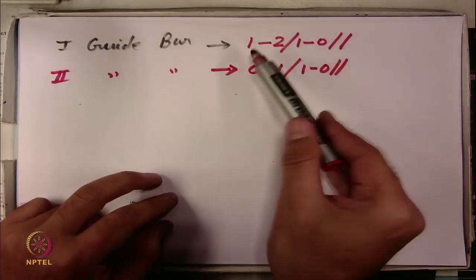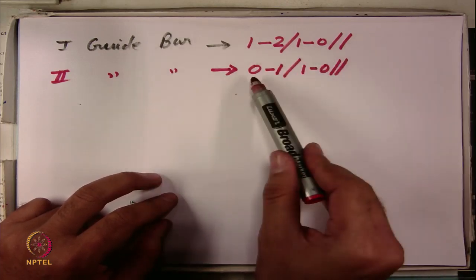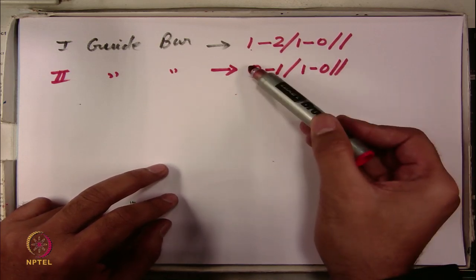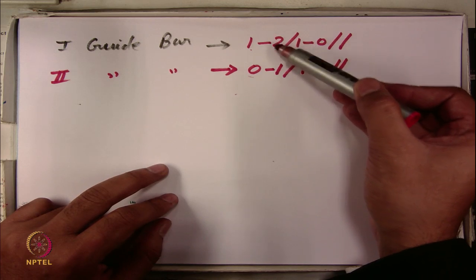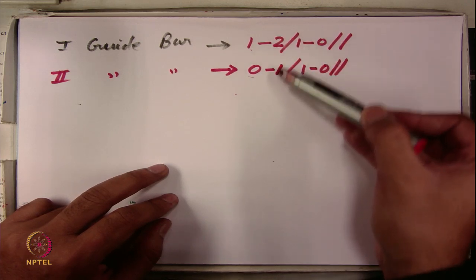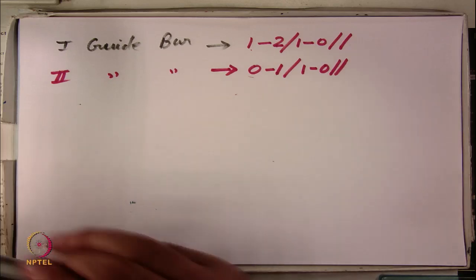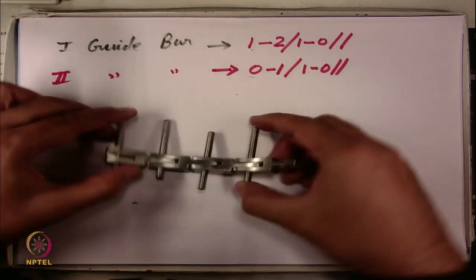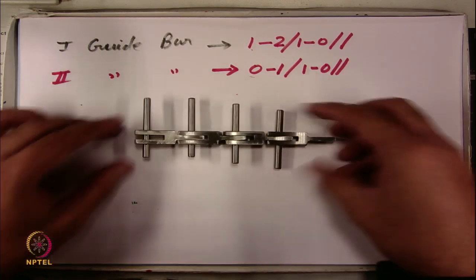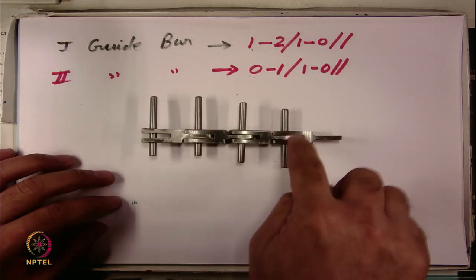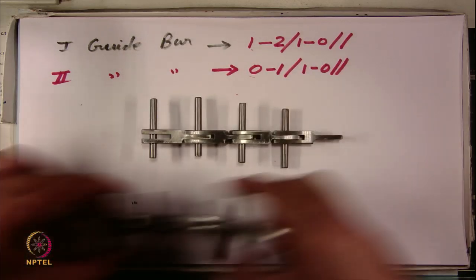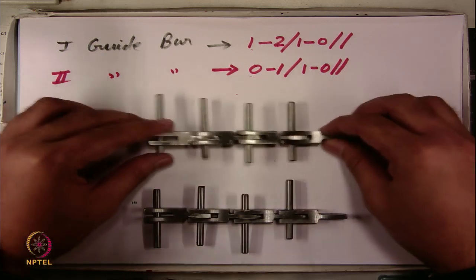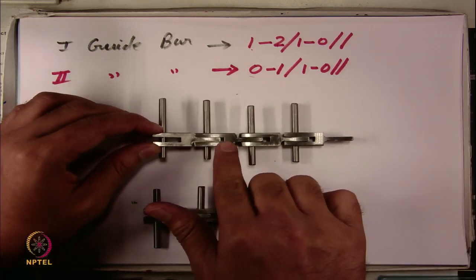Whenever we are fixing the chain link for one guide bar, we also have to make sure that when 1 is there, the next guide bar should be interacting with 0. When the first guide bar is interacting with 2, the second guide bar should be interacting with 1. We have already done the practice for these 2. So, this is for the first guide bar, this is tricot, and this is for the second guide bar. We have already done this. So, this is 1, this is 2, 1, 0.